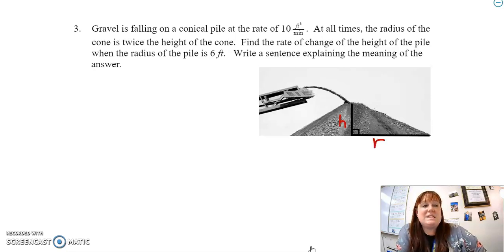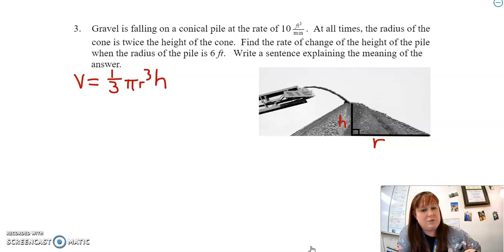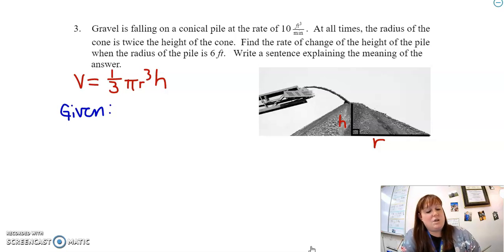And in this case, we would normally be given the volume of a cone. So we know that the volume of a cone is 1/3 pi r squared h. Okay, and so let's figure out what we're trying to find and what we've been given. So we're given that gravel is falling at 10 feet cubed per minute.